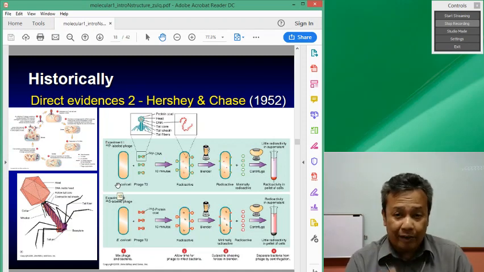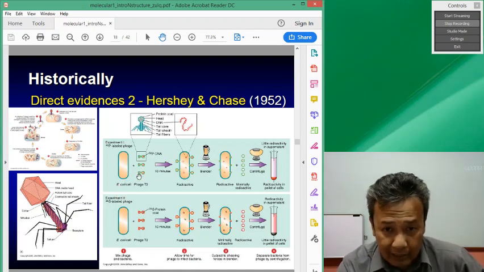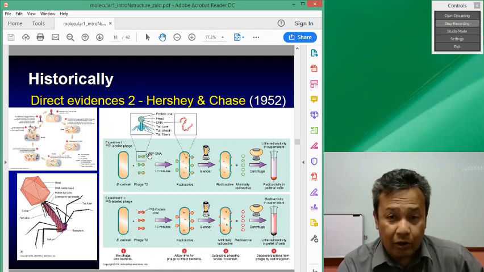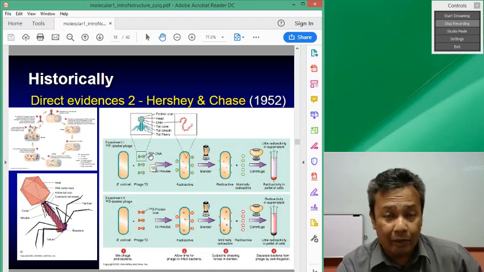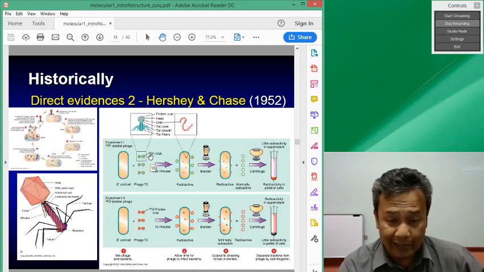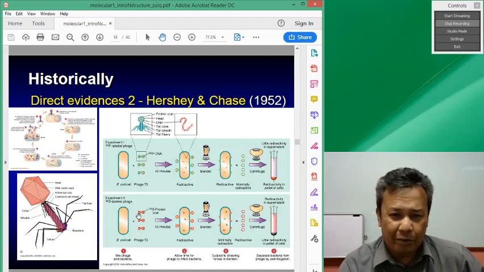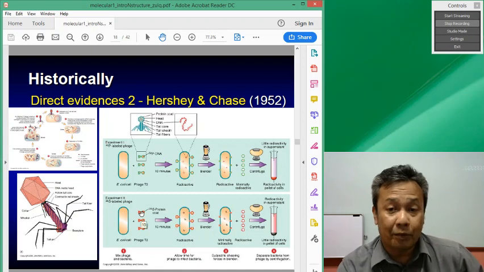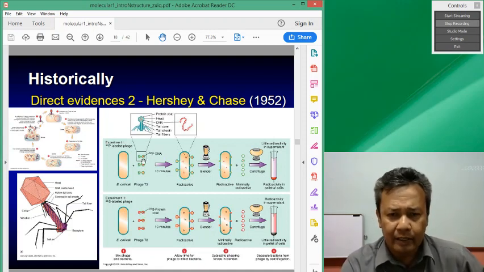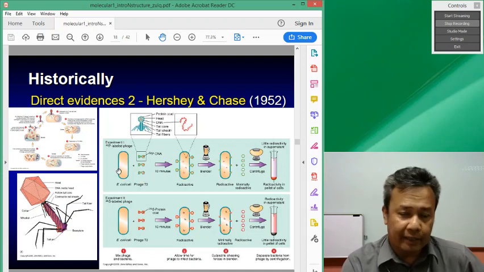So you have two types of viruses. Here it's shown that this particular virus has its DNA labeled with 32P, radioactive phosphorus isotope, and then you have this other virus, labeled red, because the coat is labeled with a radioactive isotope. So they allow these to infect the bacteria.